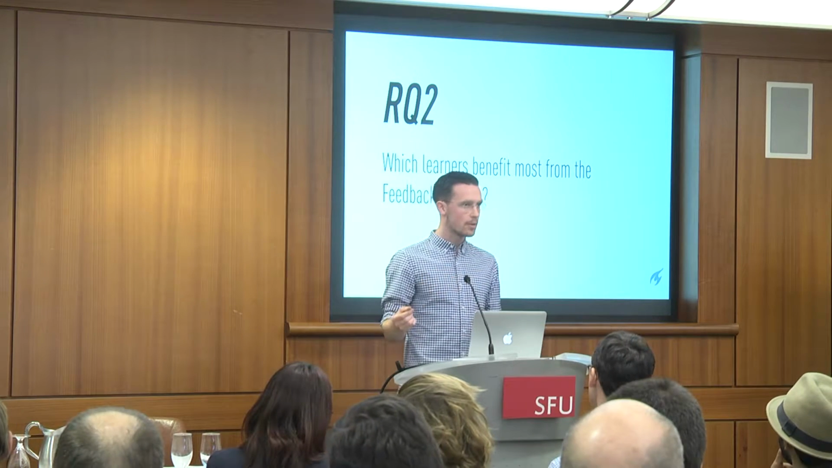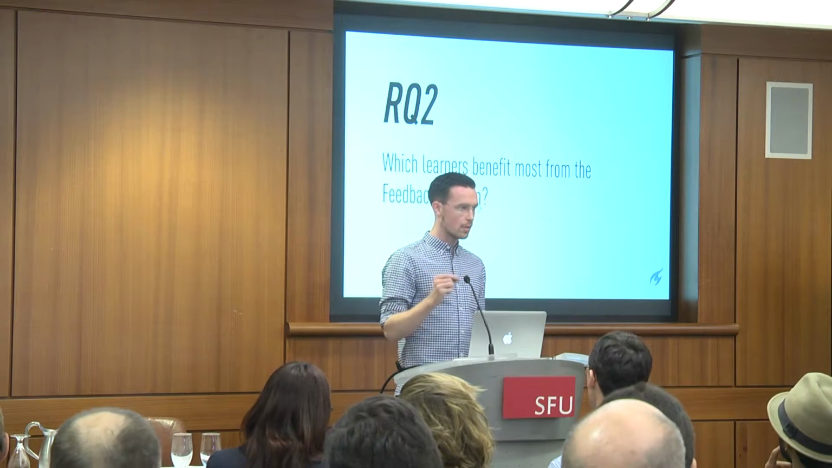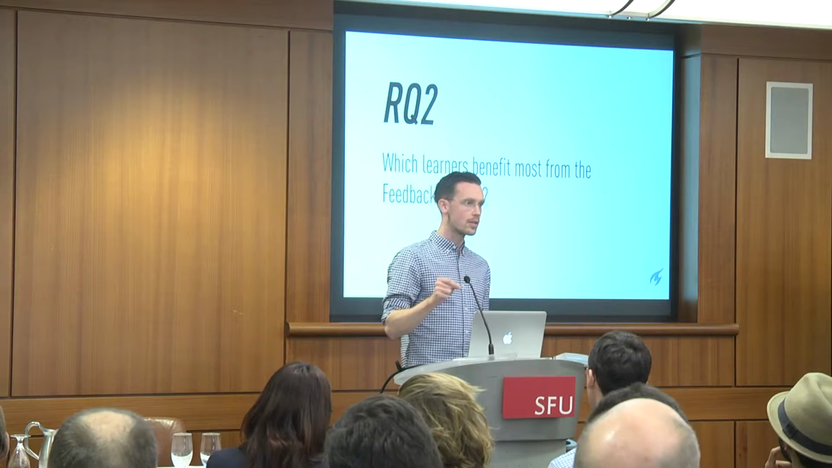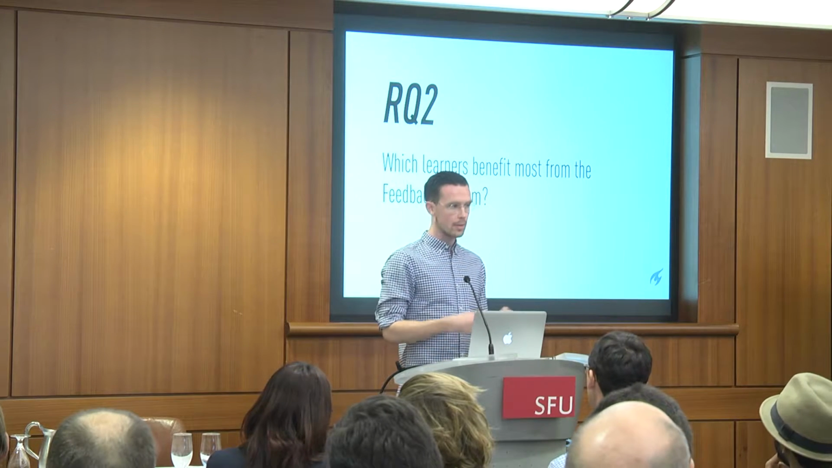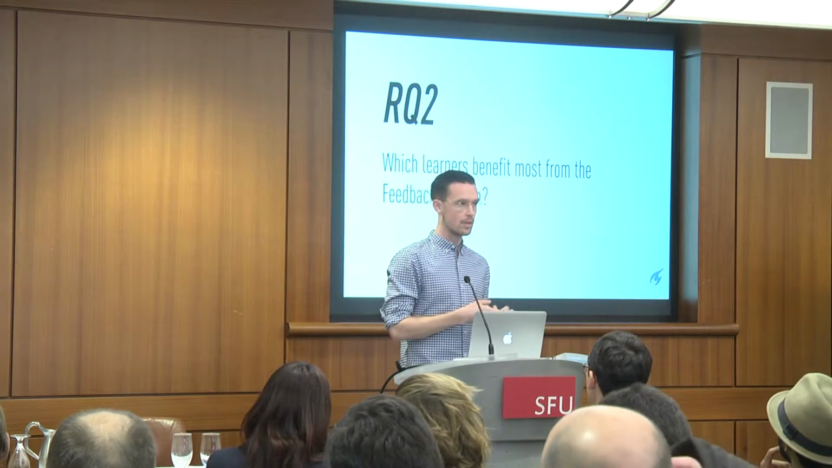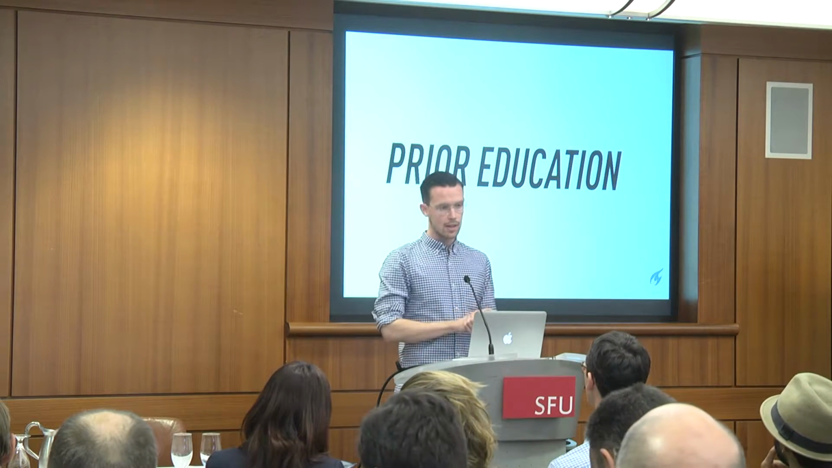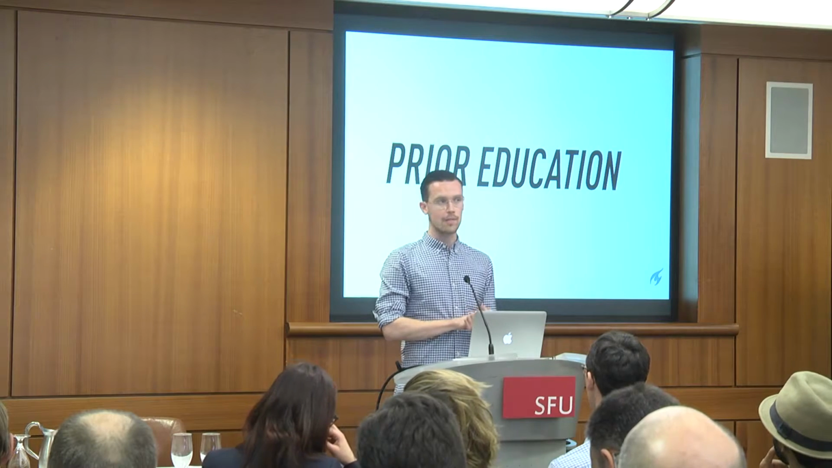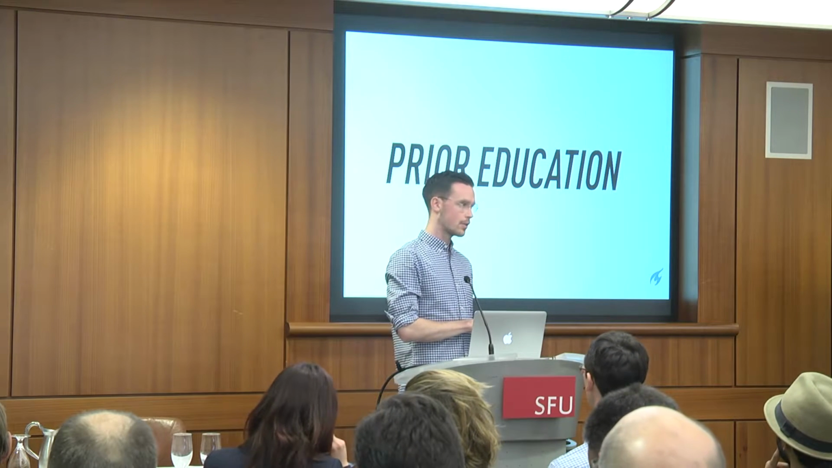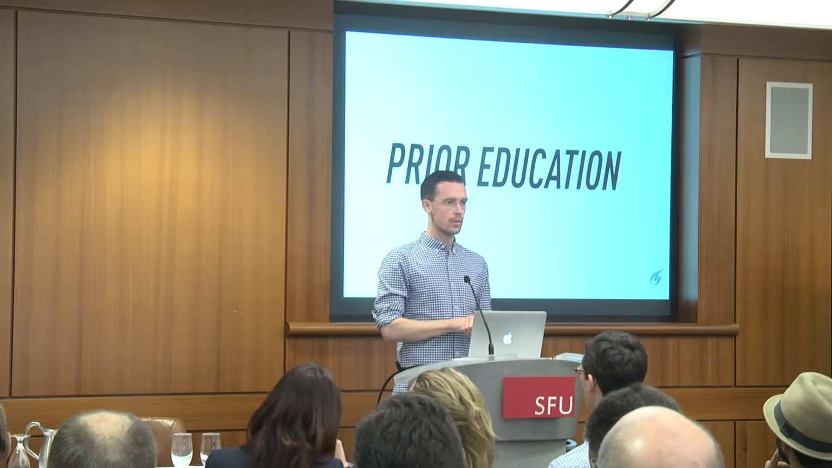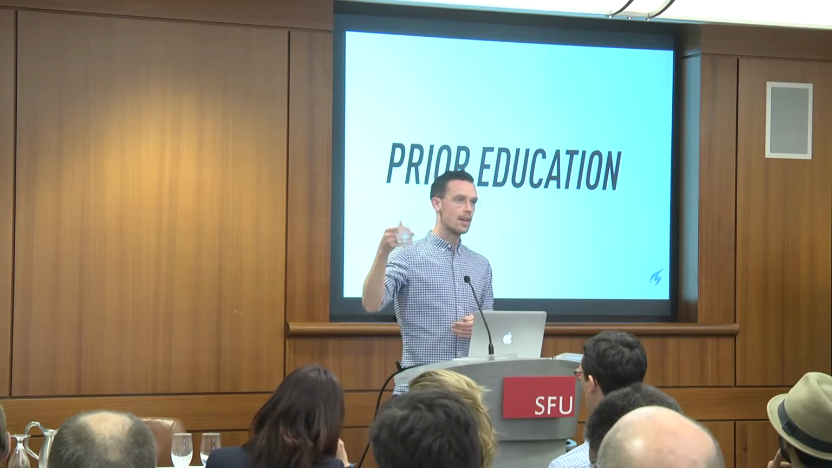But did it help everyone? And the answer is no. So we want to zoom in and figure out who specifically this intervention helped. And we looked at a few different measures of this. We divided people by age and gender, but what we landed on, the most interesting finding was that of prior education levels. So we divided students between those who have earned a bachelor's degree or higher and those who haven't.